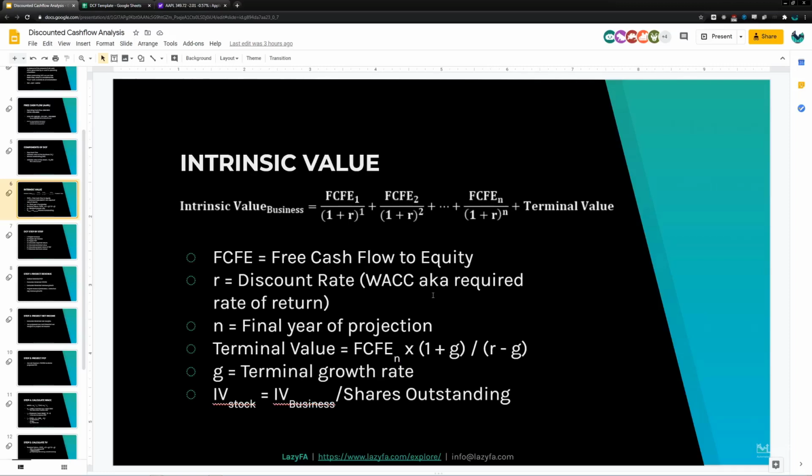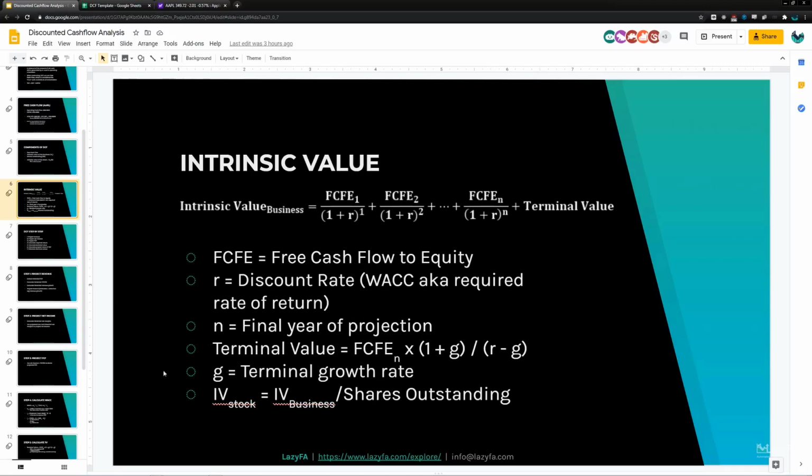And then terminal value is similar to these other values for free cash flow. But in this case, we're going to take 1 plus the terminal growth rate, and then we'll also look at the market rate minus the risk-free rate. So we'll go into more detail about how to calculate that in the future slides.